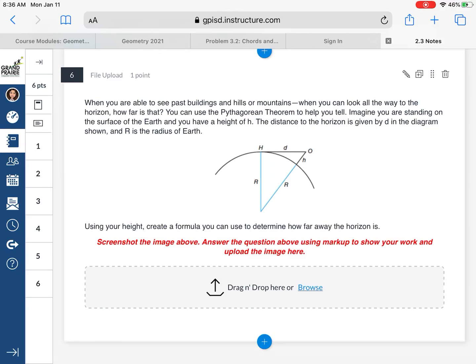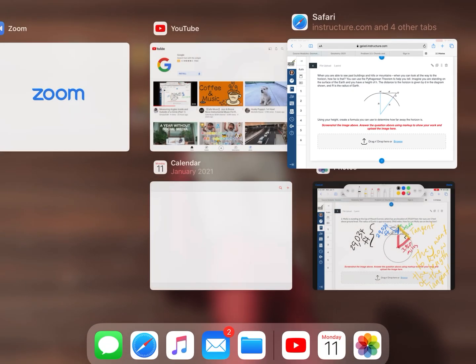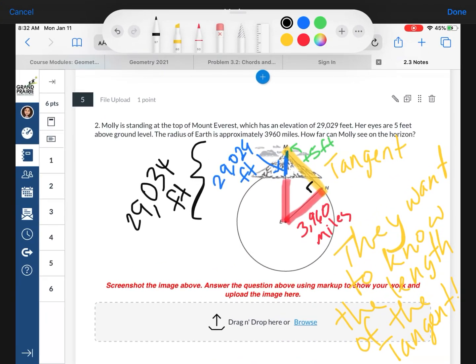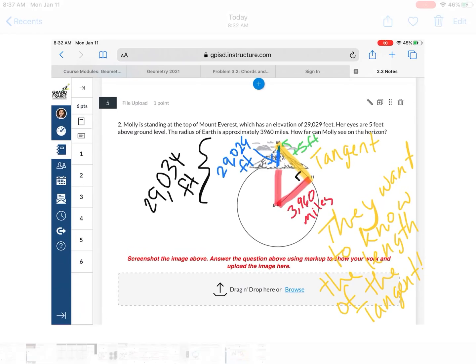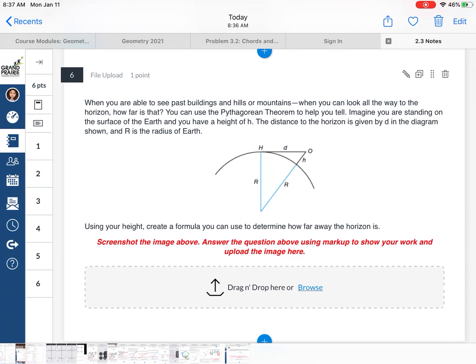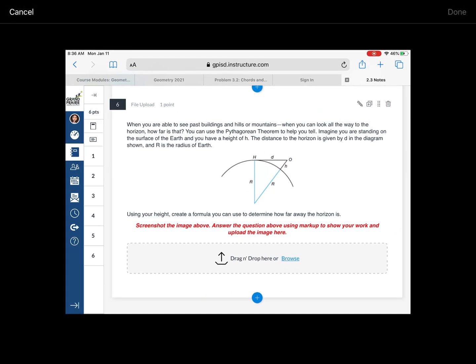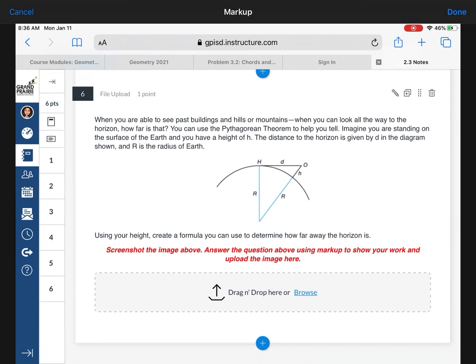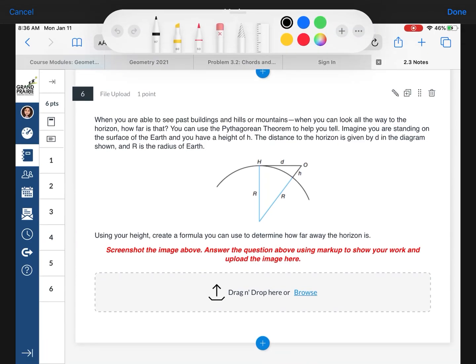So using your height, create a formula you can use to determine how far the horizon is. So let's take a screenshot and let's do this together. I'm going to click done and done. And like I said here, all we're worried about in this problem is using the Pythagorean theorem. So we're not going to use a rule. Let's actually apply this with numbers, and you can come up with your own numbers.